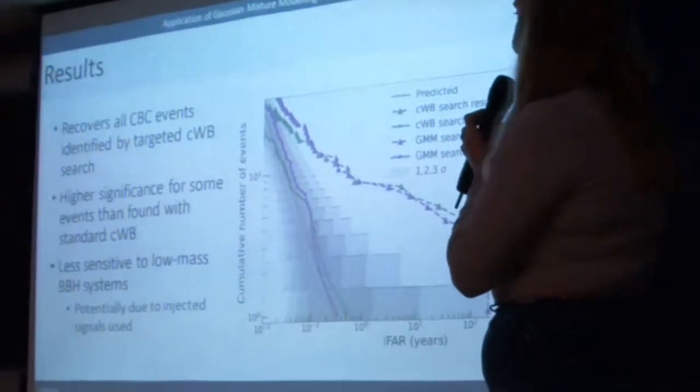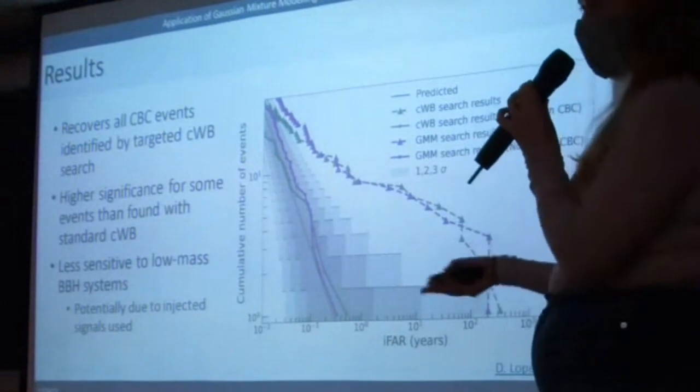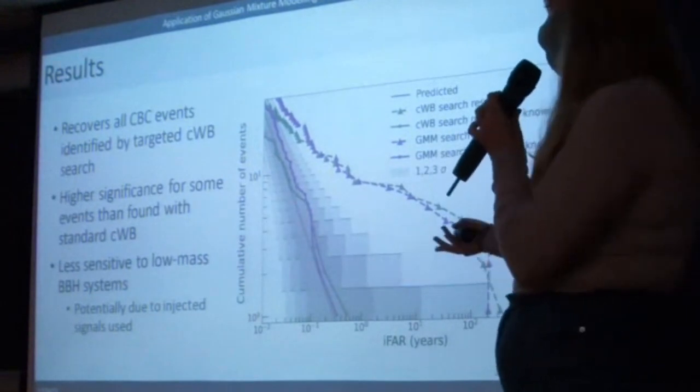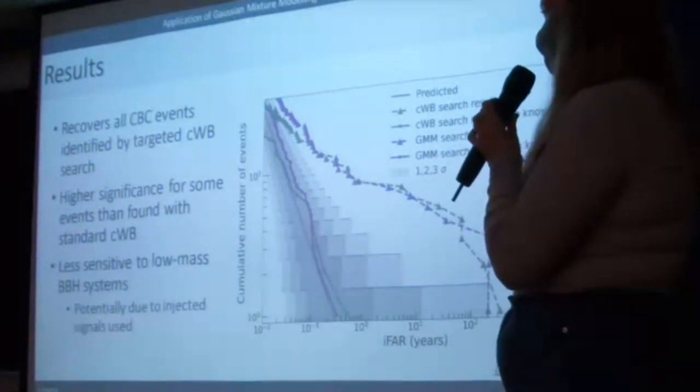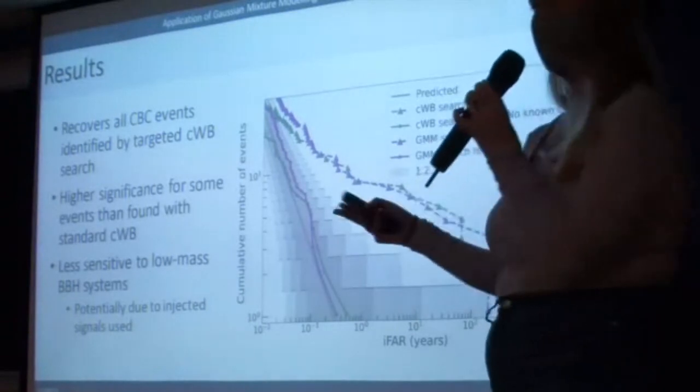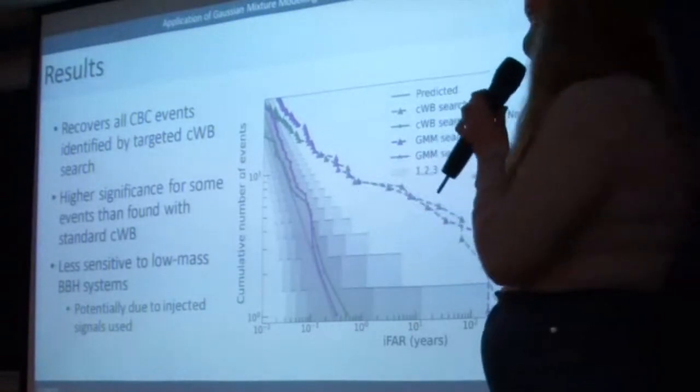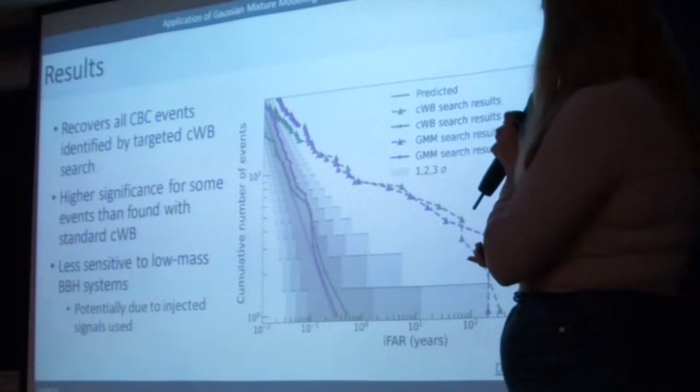We're less sensitive to low mass binary black hole systems. This needs investigated a bit more, but we think it's maybe due to the injected signals used, because these sometimes have longer durations than the typical injections that we've used.